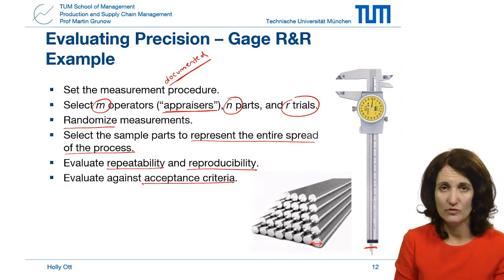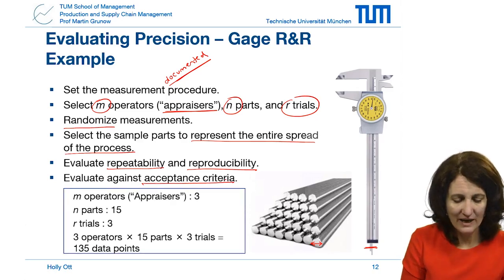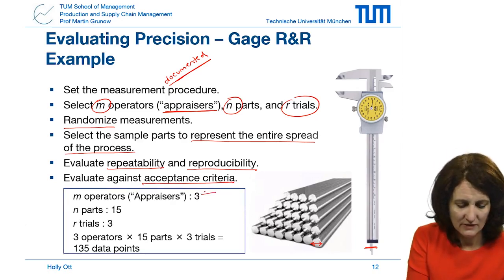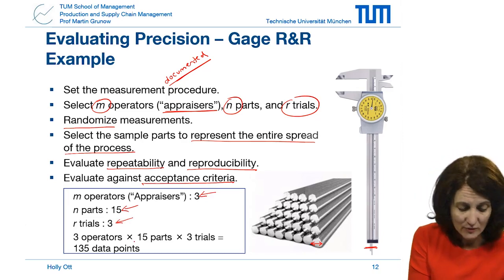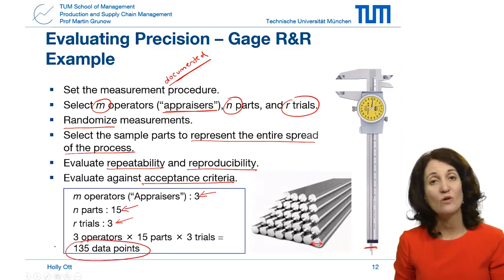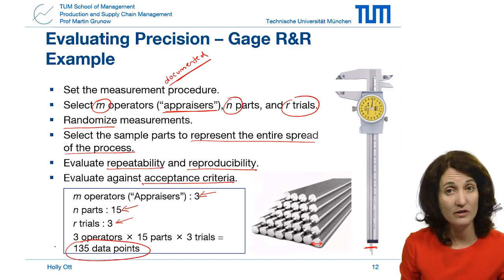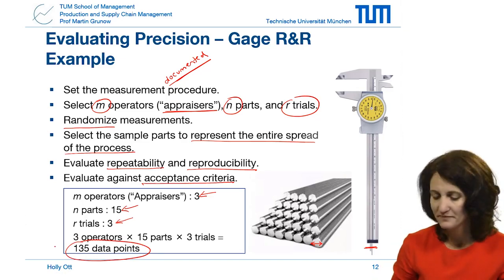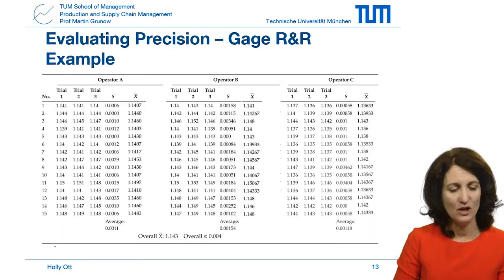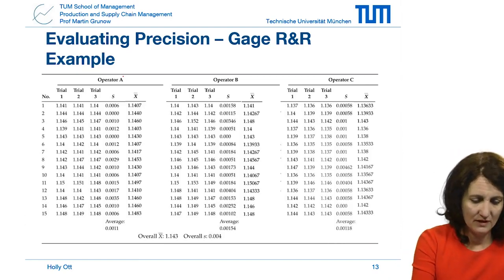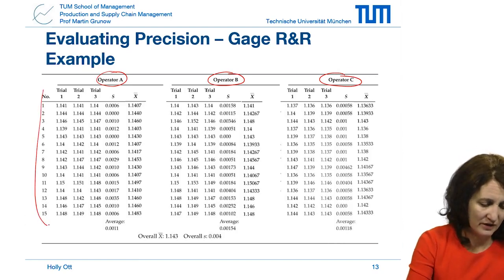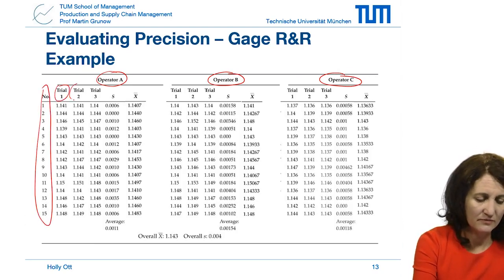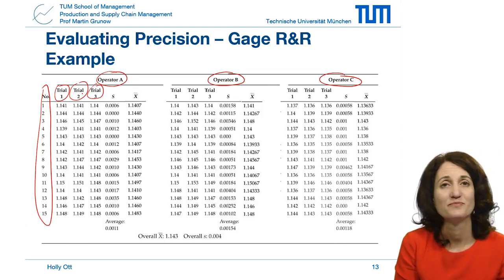So let's go through this example. First, if we have 3 operators and 15 parts, and each operator measures each part 3 times, we're going to end up with 135 data points. So already with this small example, we're going to have 135 data points. And here they are. We have 3 operators, and we have 15 parts, and each operator runs 3 trials.